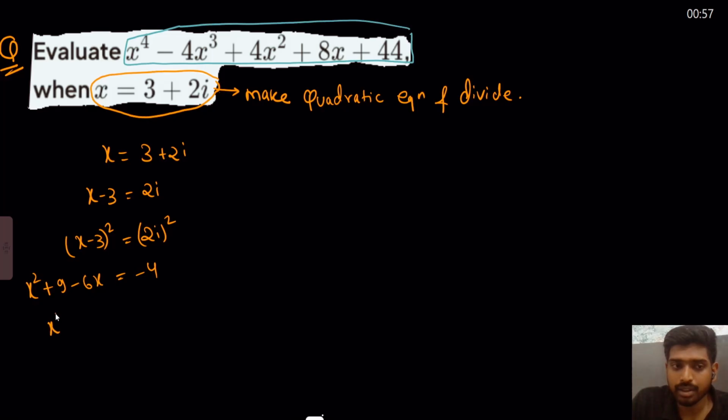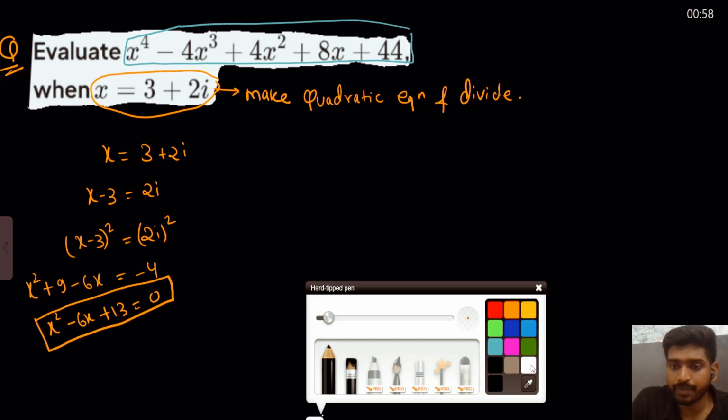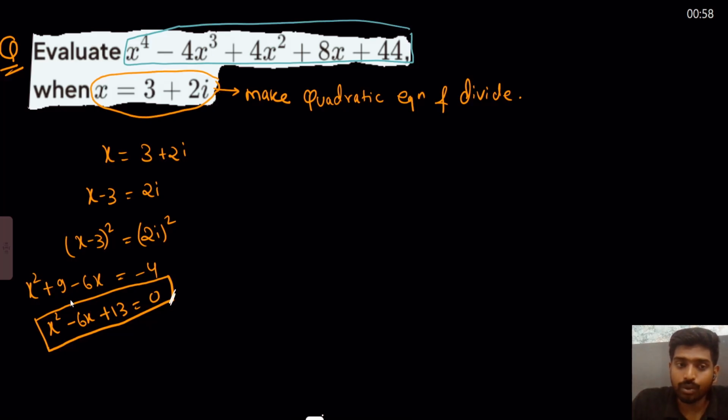So x square minus 6x plus 13 is equal to 0. Now, this is a quadratic equation. The value of x square minus 6x plus 13 is equal to 0. Got it? Now what we will do with this quadratic expression is divide the complete expression.